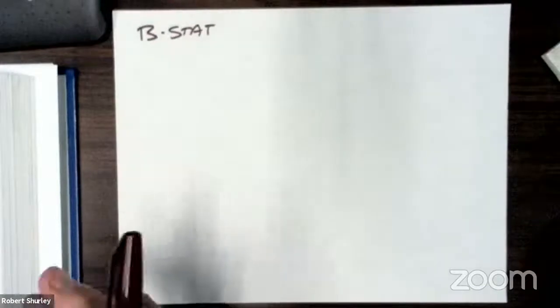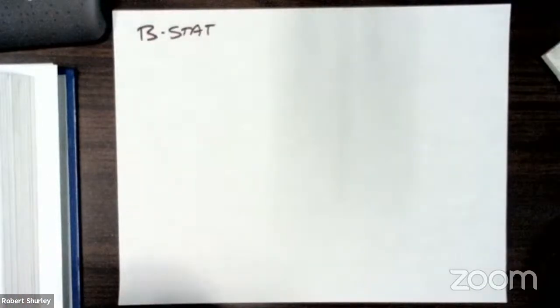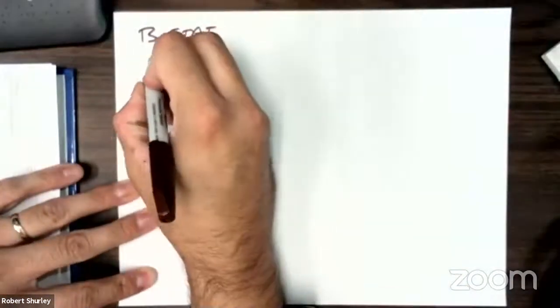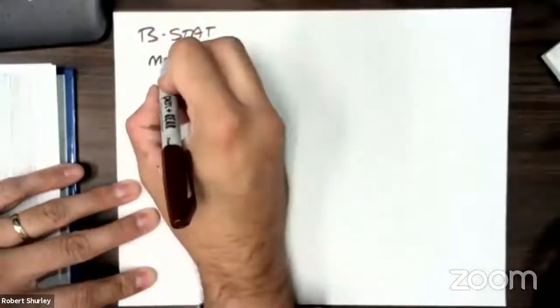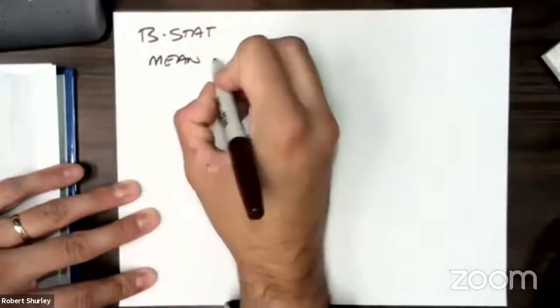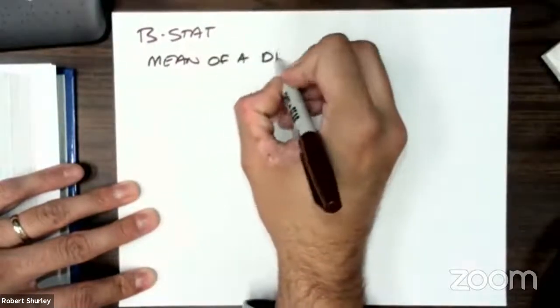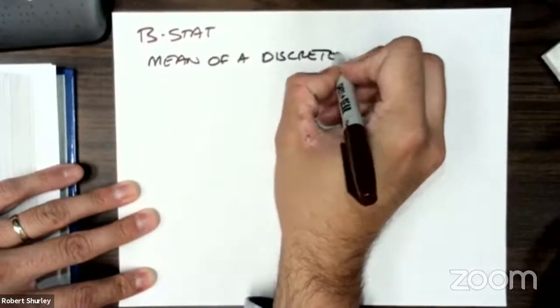Okay, so let's start with, or finish 6.1. And actually, this is one of my favorite sections, going over expected value, because it's really the mean. This is on page 259. It talks about the mean of a discrete distribution.